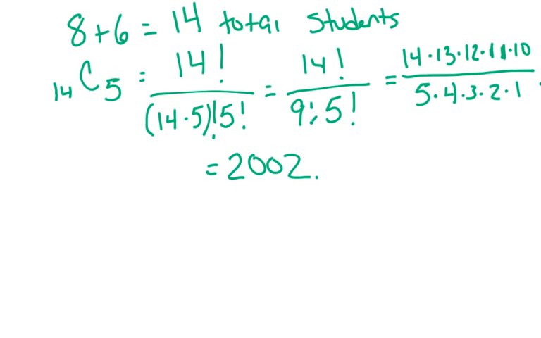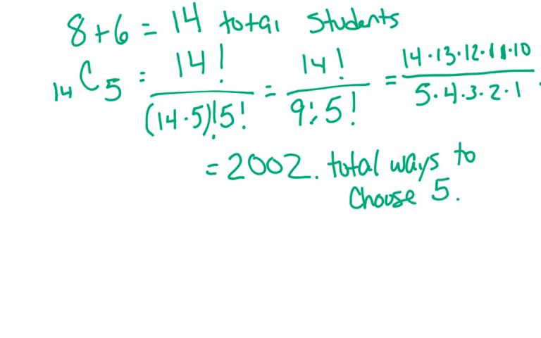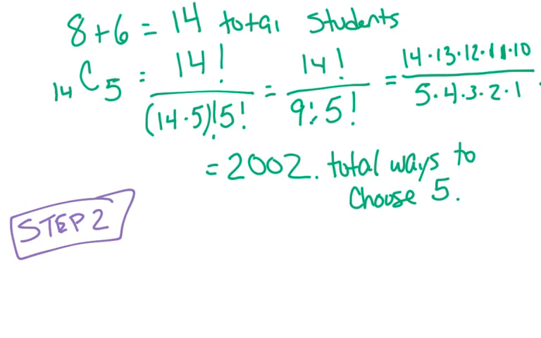Okay? So that's the total ways to choose 5. So now, step 2 is how many ways can you choose 5 sophomores? Okay?